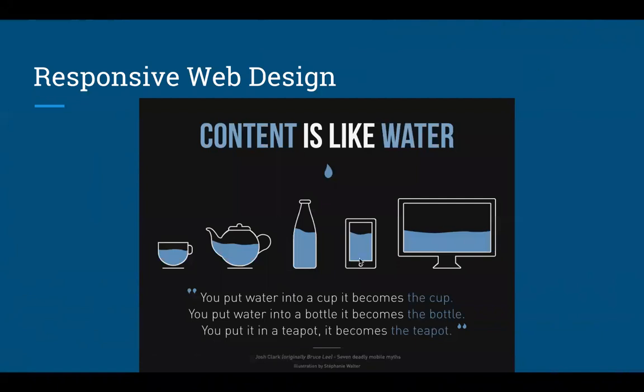So we put the content into our cell phone, and it becomes a cell phone. We put the content into our screen and it expands to the screen. The content of our website should flow through the container it's in, whether that's an iPhone, a Samsung phone, a tablet, an iPad mini, a laptop, or even an iMac. It should become part of whatever the container is, and it should fit that container correctly. So that's why we make our web design and our websites responsive. The content responds to the container that the information is being placed in. This is just a really good graphic that explains that.